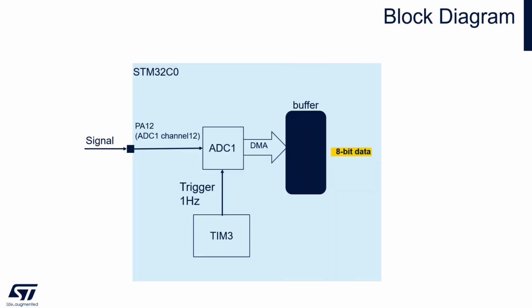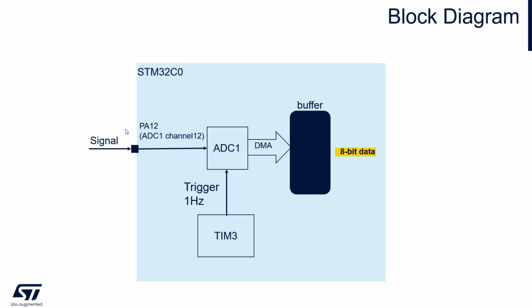Here we have the block diagram summarizing the use case that we intend to implement. As you can see, here we have the input signal that will be converted from the analog domain to the digital one by the ADC. After the conversion, the converted value will be transferred by the DMA from the ADC data register to the buffer located in the RAM, and the conversion will be triggered by the timer tree working as a time base.